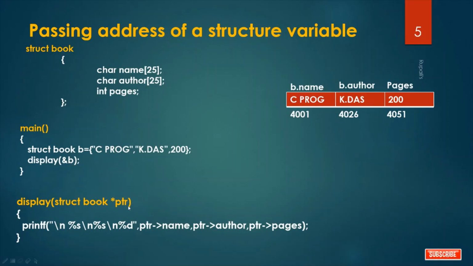So what is the value of ptr now? ptr is 4001. Okay. Now by the address you want to access these values and print them. So you have to write ptr arrow name, ptr arrow author, ptr arrow pages. In this way you can pass the address of a structure variable to a function. So see the code. So this is our ptr equals 4001. So ptr holds the value 4001 here.